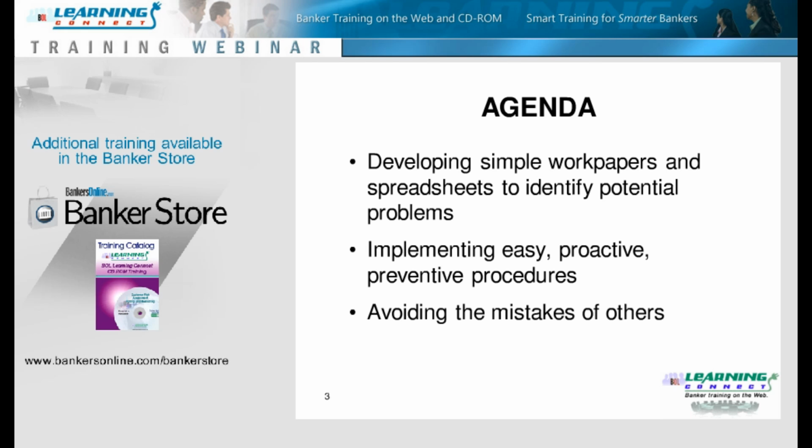I use an Excel spreadsheet or some other type of DAT file that I can sort. That's how I actually do my analysis, and everybody's system is going to be a little different, so I didn't include those specific work papers. So let's talk about this. As we go along, you can submit questions anytime. We're going to talk about developing some simple work papers and spreadsheets to help identify potential problems.